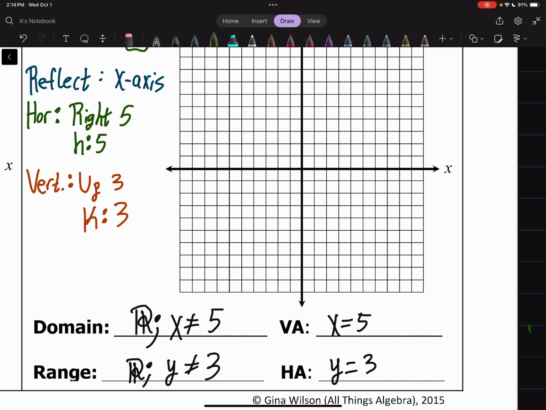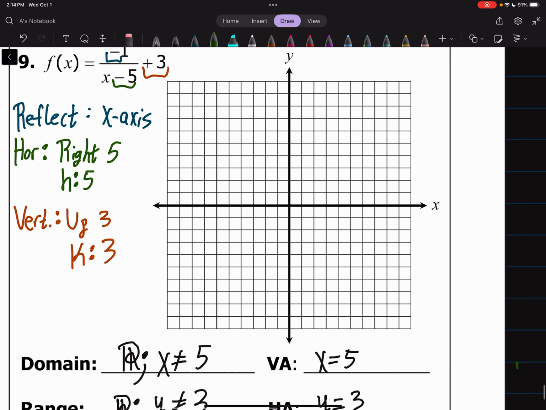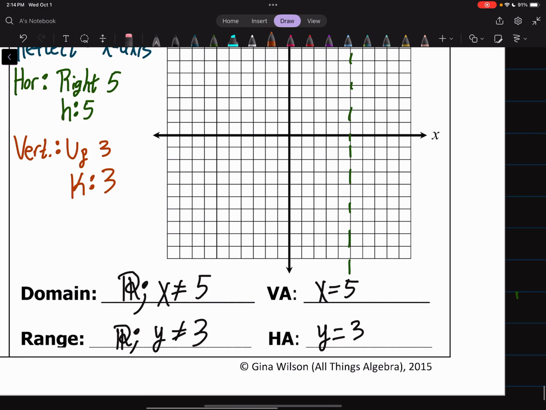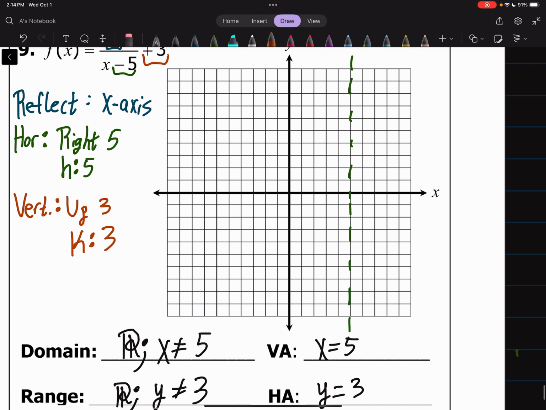Okay, let's graph my asymptotes. For horizontal, x is equal to 5. 1, 2, 3, 4, 5. I might have said horizontal, I meant vertical. Either way. For my horizontal asymptote, y is equal to 3. Those are my lines.